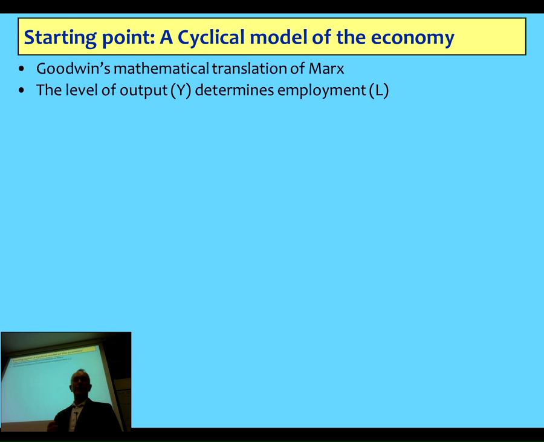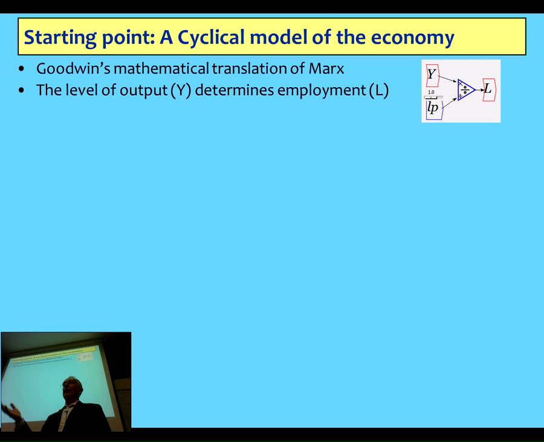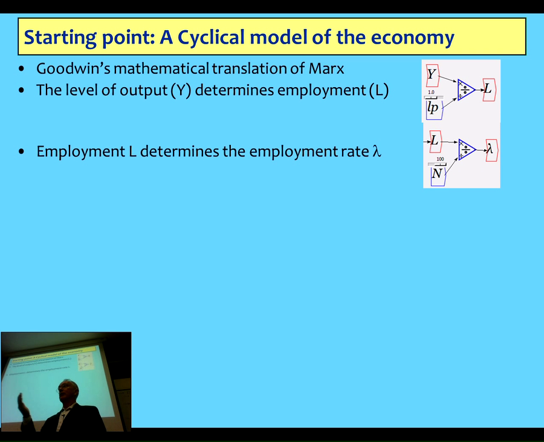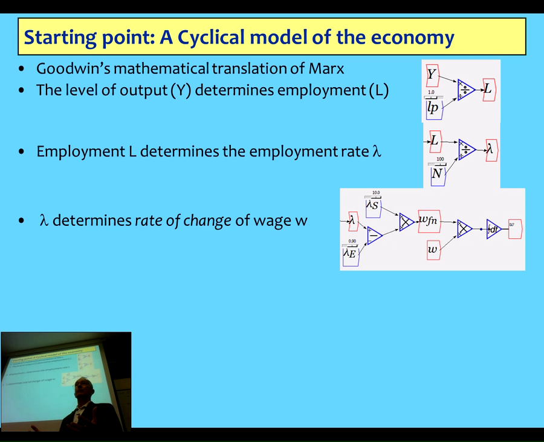Well, he started by saying level of output determines employment. And if I put that within the Minsky framework, I have Y divided by LP, labour productivity, becomes L. But then employment determines the employment rate. We simply have to divide L by the population level to get the employment rate, which I'm using the symbol lambda for. And then lambda determines the rate of change of wages, a very simple function here.